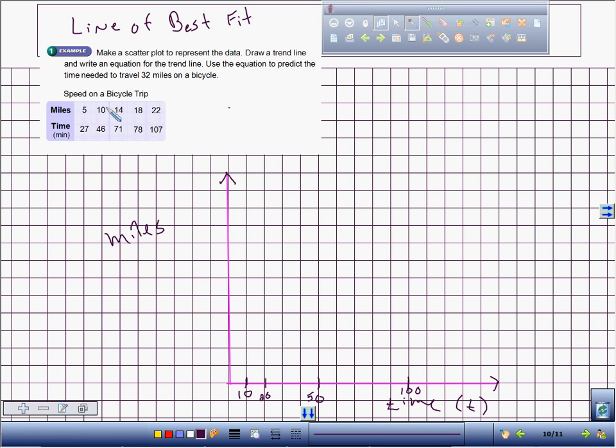Okay? And what do you think would be a good scale to count on going this way? What do you guys think? Maybe by 5? Maybe even by, since I'm only going up to 22, could I count by 2s? How many boxes would I need to count by 2s? I need 11. 1, 2, 3, 4, 5, 6, 7, 8, 9, 10. I have it, right? So what would you want on the time? I went 10, 20, 30, 40, 50, 60, 70, 80, 90, 100, right? Each box counts as 10.